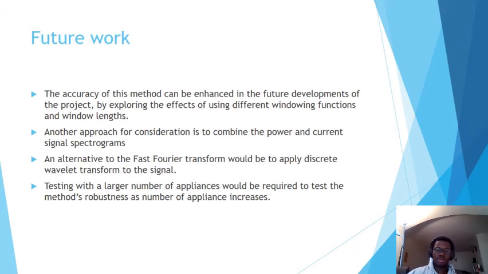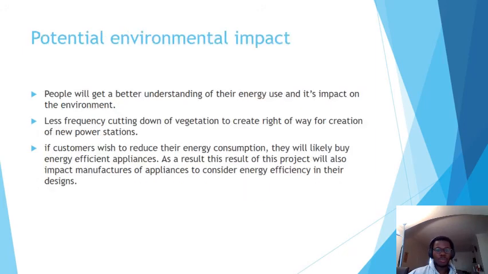And coming to the next one, on future work. The accuracy can be enhanced in the future development of the project by exploring the effects of using different windowing functions and window length. Another approach for consideration is to combine the power and the current signal spectrograms. As an alternative to the fast Fourier transform, which was used with the spectrograms, I would apply maybe discrete wavelet transform to the signal. And also, testing with a larger number of appliances would be required to test the method's robustness as the number of appliances increases.